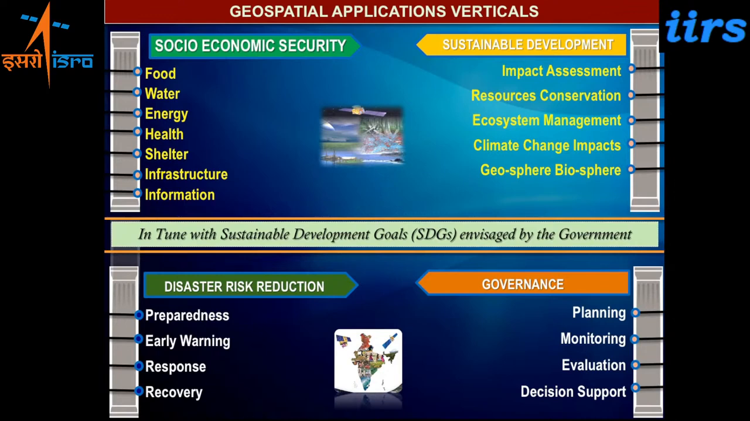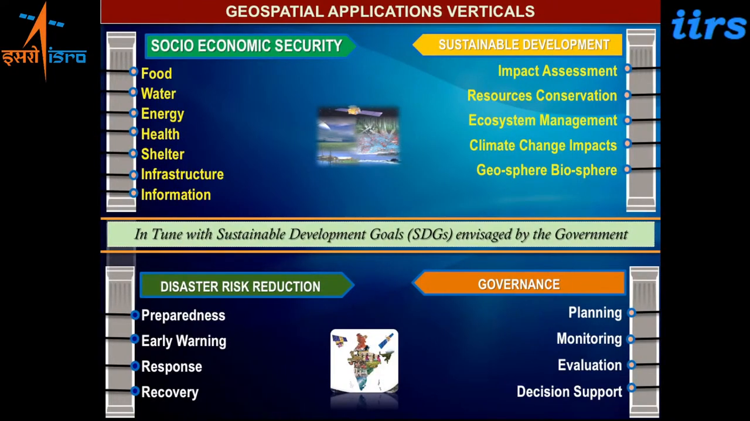Disaster risk reduction is a big area, and especially we have a large number of geological disasters where geospatial technology has a key role. So we talk about preparedness, early warning systems, and how best we can provide a response when the disaster has happened. This technology is also being used for disaster recovery. Then there are issues related to planning, monitoring, evaluation, and decision support as far as governance is concerned.